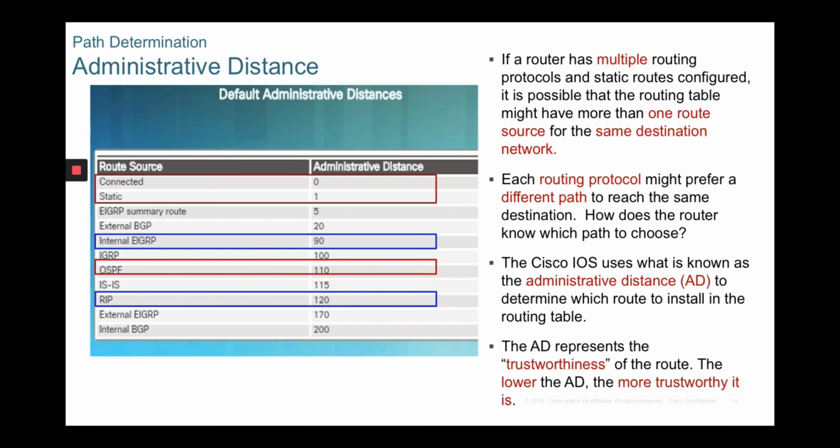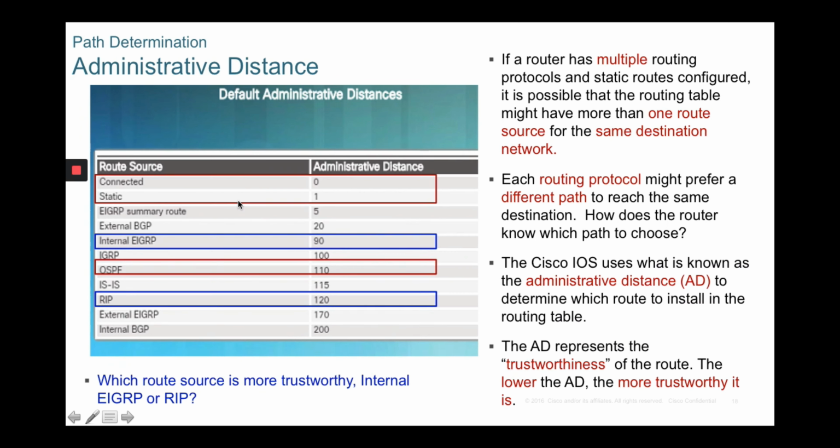The AD represents the trustworthiness of the route. The lower the AD, the more trustworthy it is. Now, assume that this table represents different routing sources. Connected route is configured by default with 0 AD. Static route source is configured with 1 AD. EIGRP summary route will be 5 by default. External BGP will be 20 by default. Internal EIGRP will be 90 by default, and so on. So you need to memorize the default values of all these routing protocols.